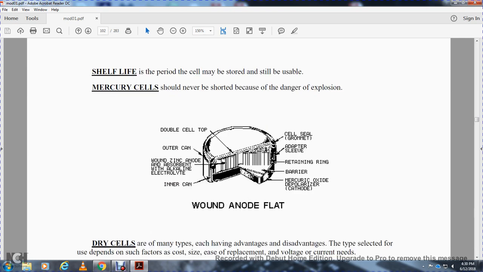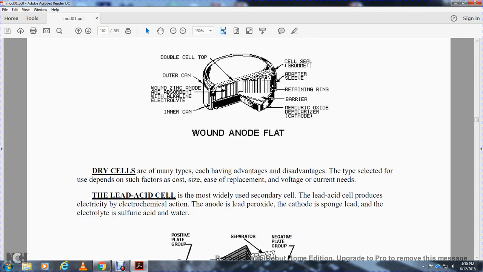Round anode, flat, double cell top of the outer canvas of wood, zinc anode with the absorbent with the alkaline electrolyte, inner canvas sealed cell, grommet, adapter sleeve, retaining ring barrier, mercury oxide depolarization cathode. Dry cells have many types, with advantages and disadvantages of the type selected, but it depends on the factors: cost, size of the replacement, and the voltage of the current needed.